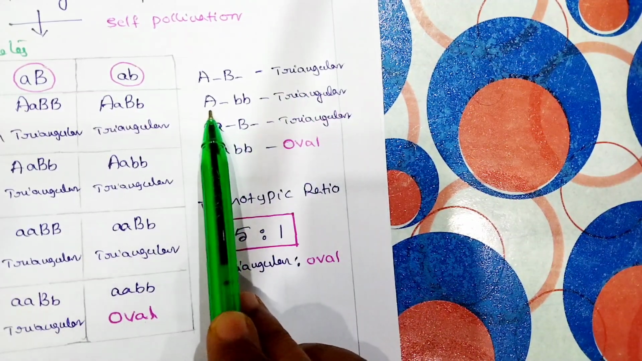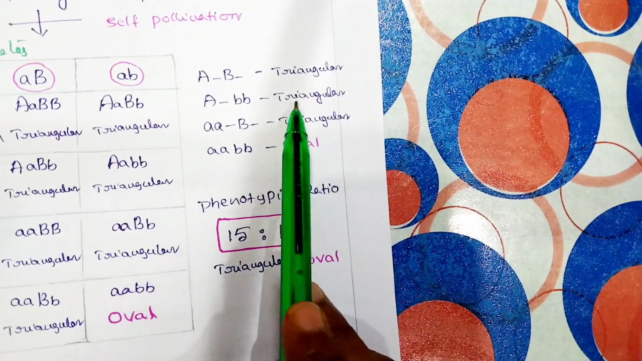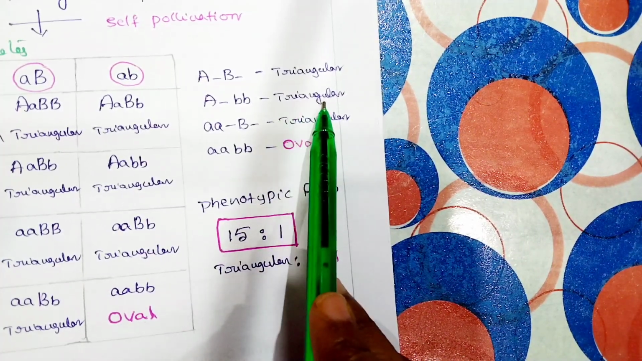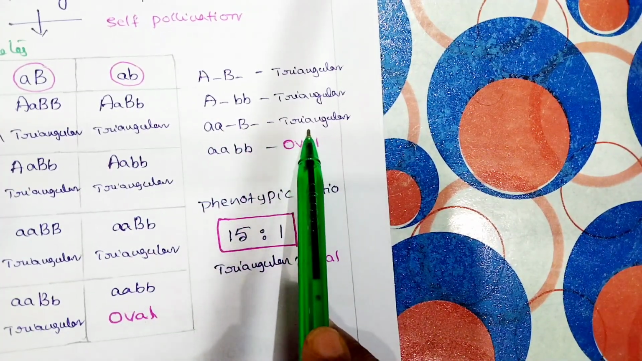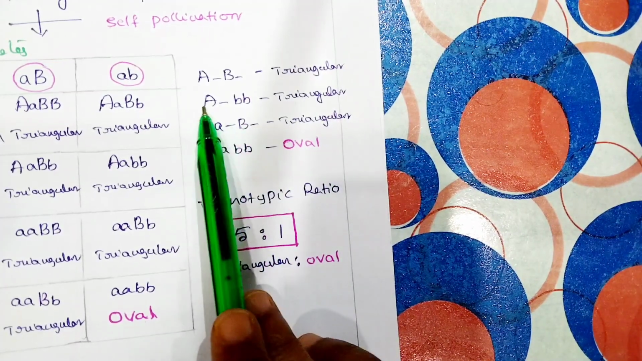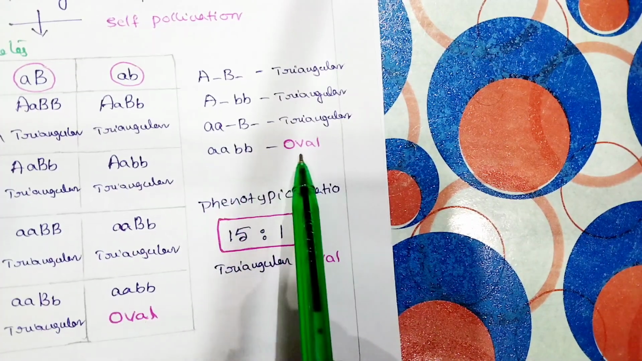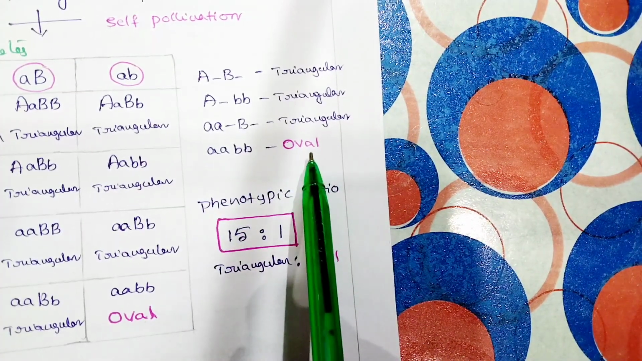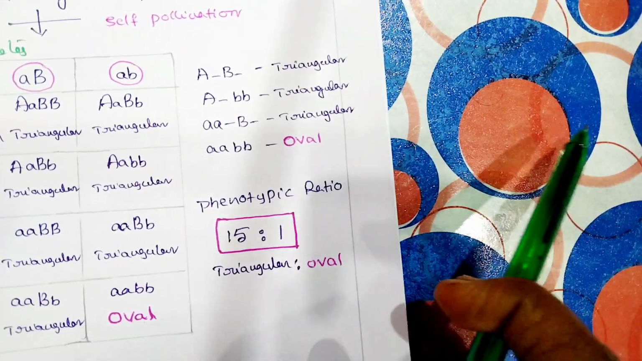When only capital A is present, it also produces triangular fruit shape. When only capital B is present, it also produces triangular fruit shape. When both the genes are absent, that means the recessive forms of the two genes, they produce oval capsules. Okay, so let's see the Punnett board.